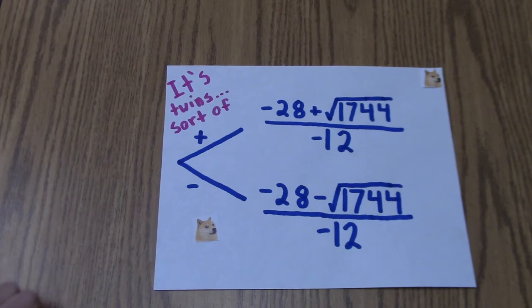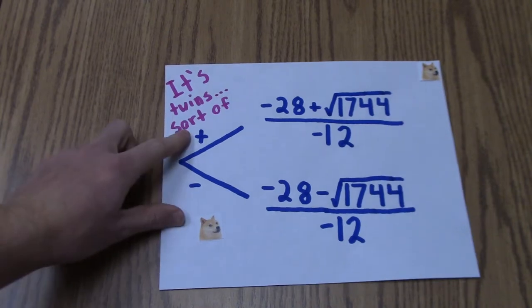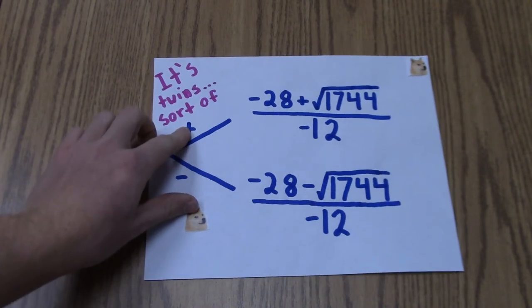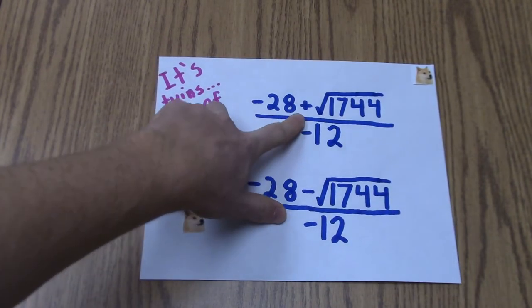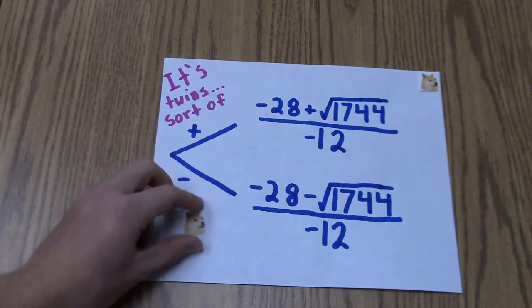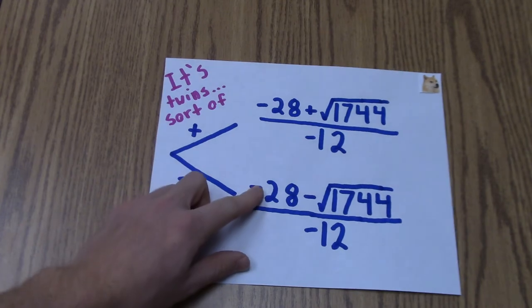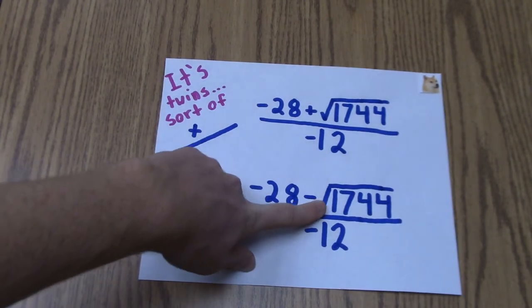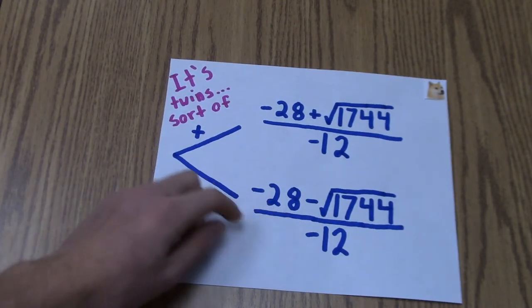Now that you know what to do to find your zeros, you need to split the equation up into plus and minus. So for the plus equation, you will put negative 28 plus the square root of 1,744 all over negative 12. For the minus equation, you'll put negative 28 minus the square root of 1,744 all over negative 12.